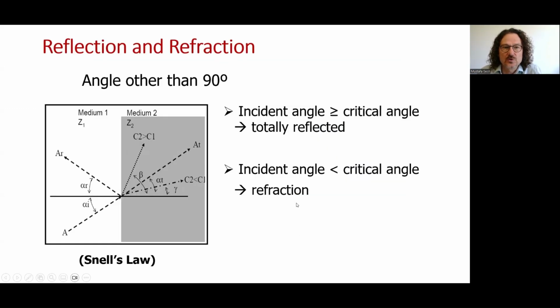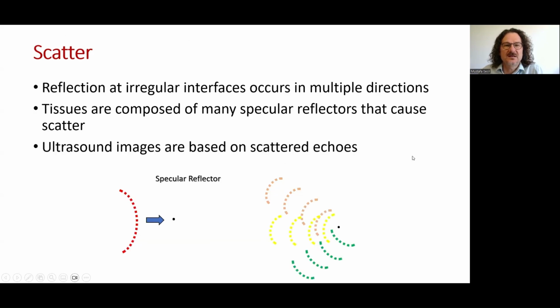Snell's law holds true for ultrasound waves as well. If the incident angle is over the critical angle, it's totally reflected. If the incident angle is less than the critical angle, refraction and reflection occur. Reflection at irregular interfaces occurs in multiple directions. Tissues are composed of many specular reflectors that cause scatter. These tiny reflectors are called specular reflectors, and ultrasound images are based on these scattered echoes.